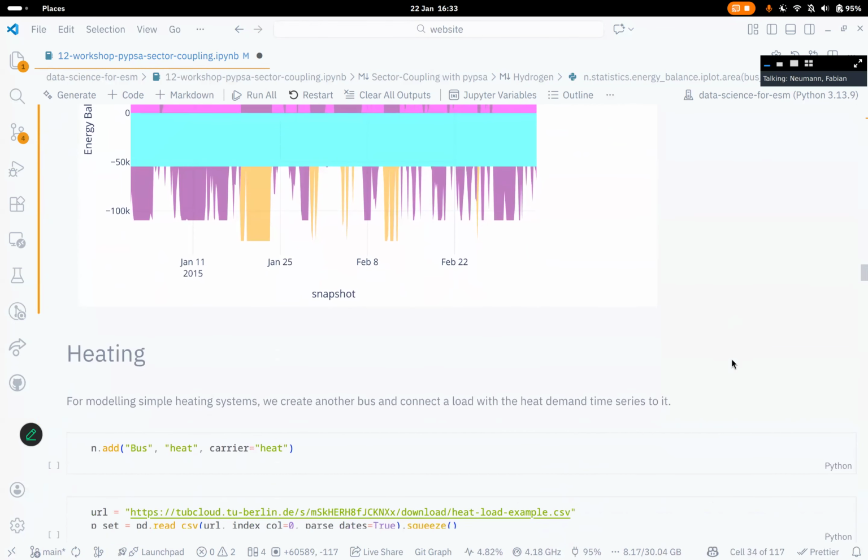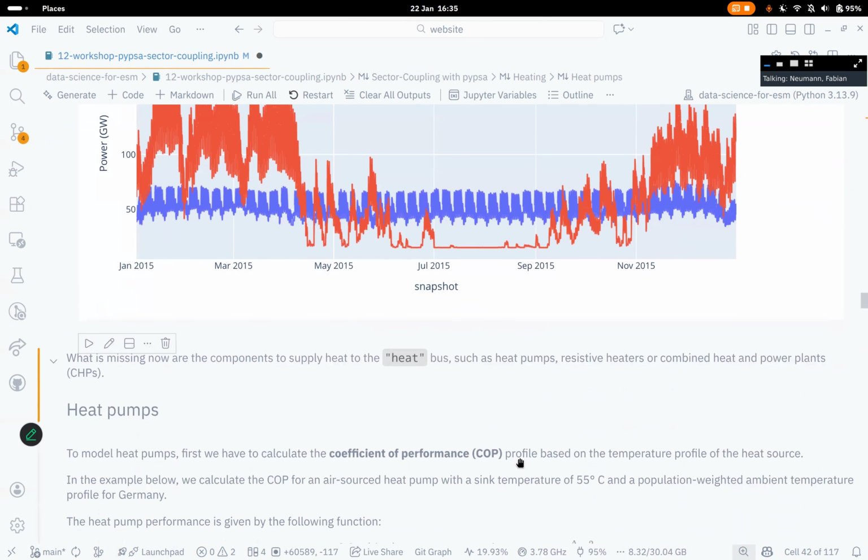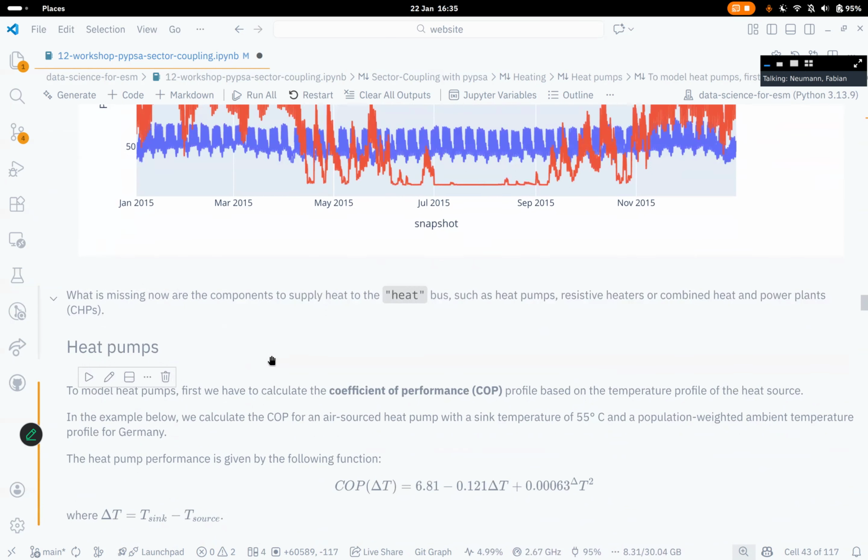So we've got the bus, we've got the demand on the bus. Now we need to figure out what can supply that heat. And one way to connect to the electricity would be through heat pumps. And 2 weeks ago, we looked at the data inputs for how we can calculate this time-varying coefficient of performance, the efficiency from electricity to heat of a heat pump as a function of the ambient air temperature and the storage temperature, the so-called sink temperature.